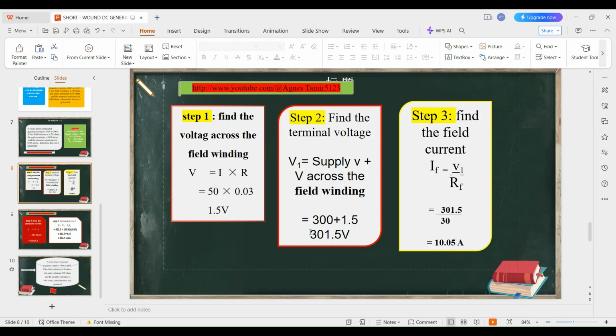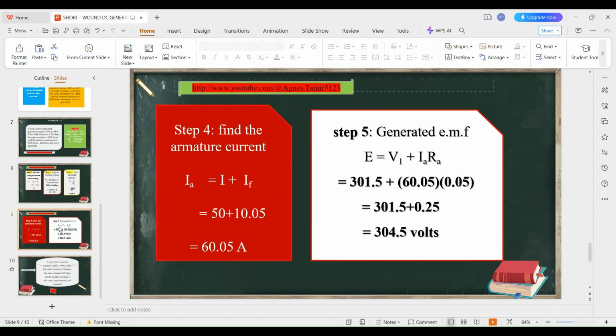Our V1 is here, that is the terminal voltage, which is 301.5 divided by 30, our RF. When you divide this, we shall get 10.05 amperes. Let's go to step 4 and the last step.